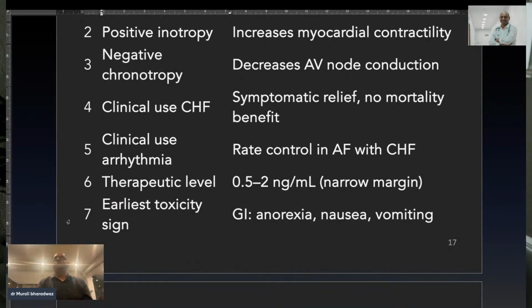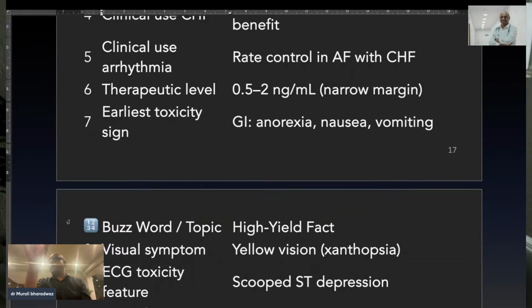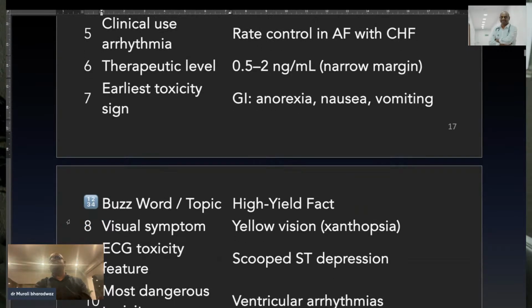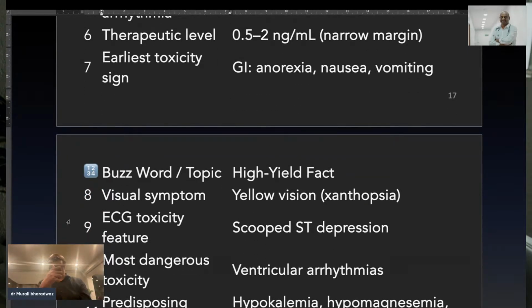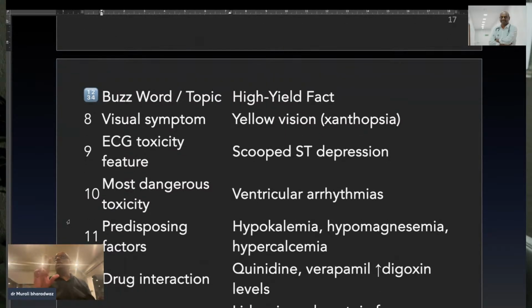Right? Now, what are the clinical uses in CHF? Symptomatic relief, but no mortality benefit, whether you give it or not. And it causes control of the rate in case of AF with CHF. What is the therapeutic level? 0.5 to 2 nanograms per ml. What is the earliest feature of toxicity? Not GI, cardiac, but GI: anorexia, nausea, vomiting. And what is the visual symptom? Yellow vision, xanthopsia. Compulsory, look at this again for tomorrow's entrance.